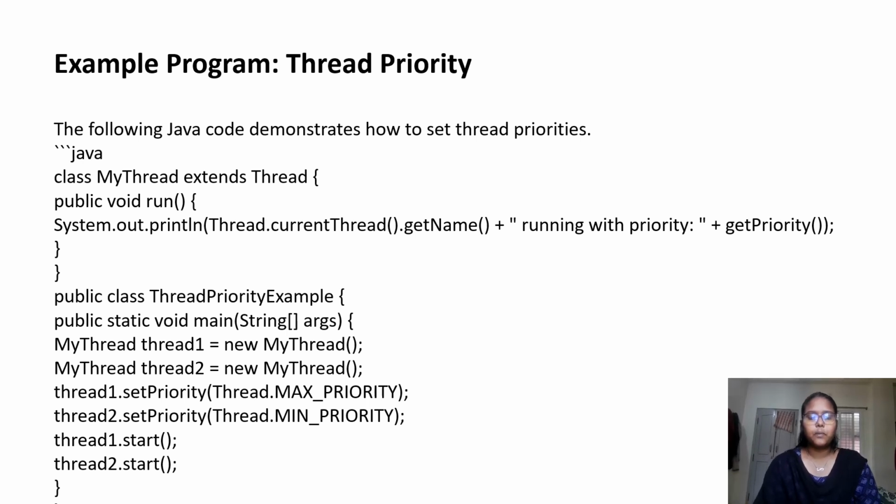So here is the program on thread priorities. Here is the Java code to demonstrate how to set thread priorities. We create a class MyThread extending Thread, with a public void run method containing print statements. Then we create the main class, ThreadPriorityExample, and create the objects MyThread t1 = new MyThread and t2 also. We then give the thread objects the max priority and the min priority.